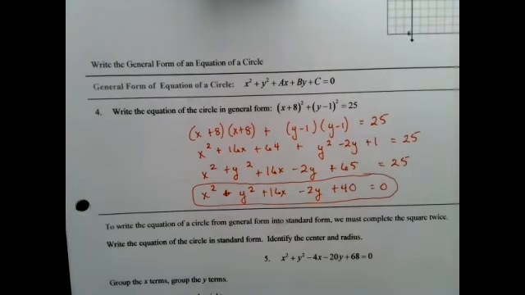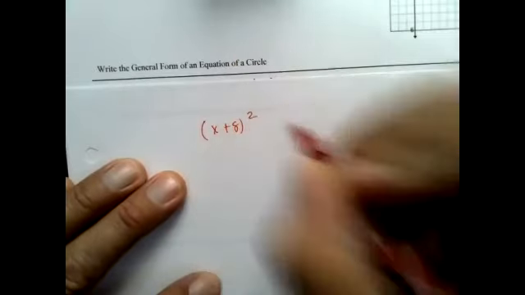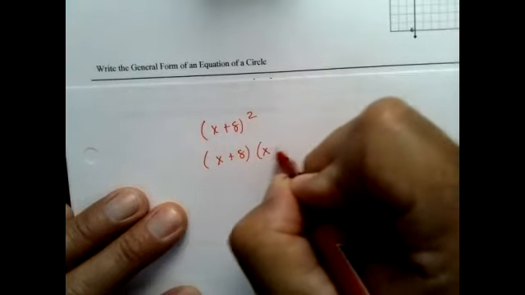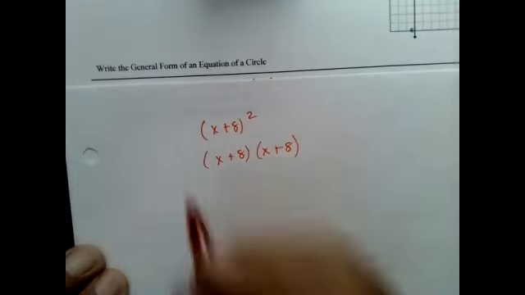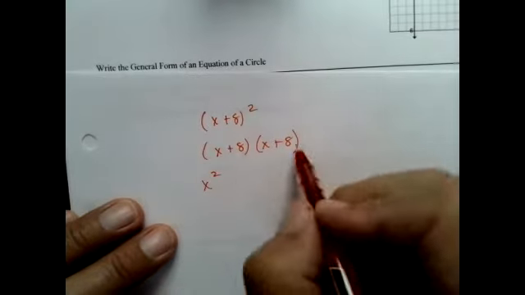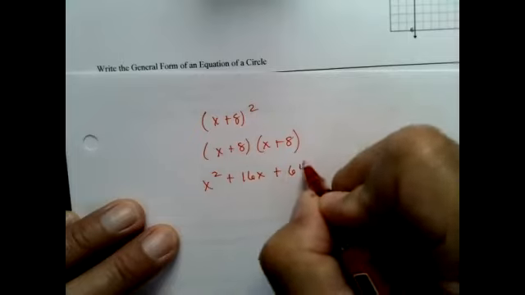Now the good part. Completing the square. Okay. If I have, for example, x plus 8 squared, we know that that is x plus 8 times x plus 8. If I do the first, it's x squared. If I do the outer plus the inner, it's 16x. And then the last is 64.